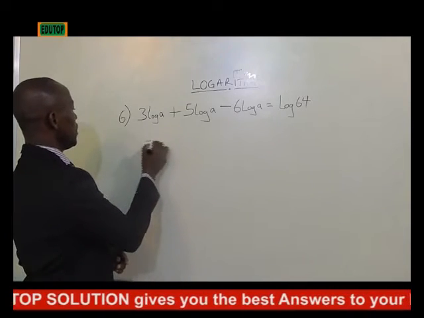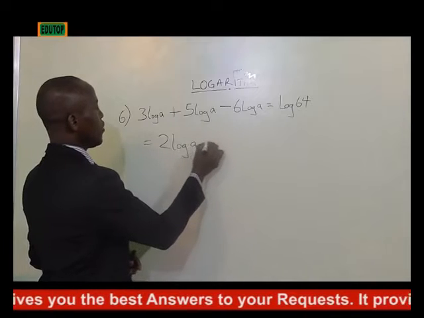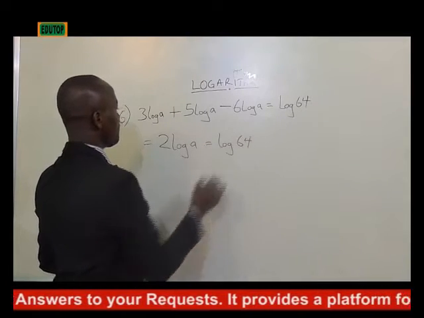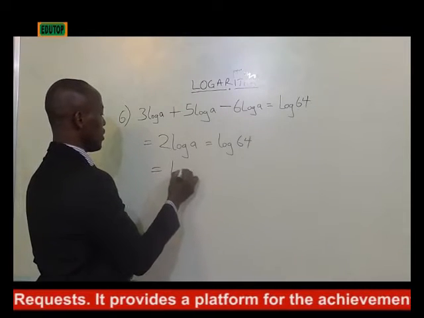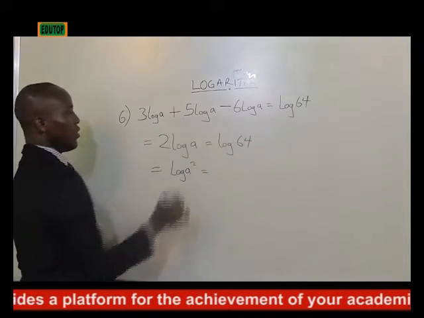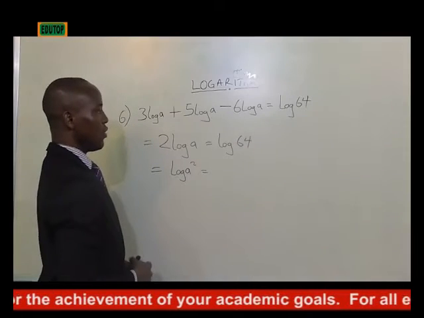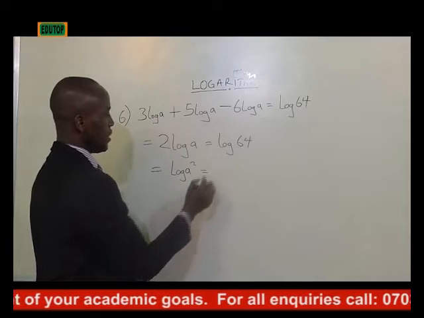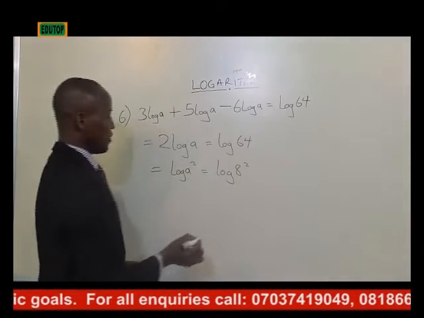So we are having 2 log A, which is equal to log 64. So, which is the same thing as log A squared is equal to... Now, what factor of 64 will give us something like A squared? That will be log 8 squared.